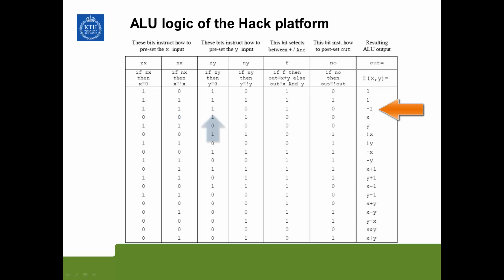Then we put y to 0, we do not negate it, so it's still 0, and then here we add all ones in x to all zeros in y, and then we do not negate the output. That means that we have an output value which consists of 16 ones, and that in 2's complement corresponds to minus 1. And then you can work through the whole table and see that indeed, if you set the control bits as follows in this table, you get the different functions performed by the ALU.